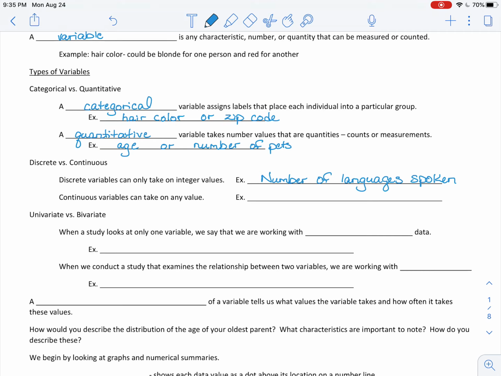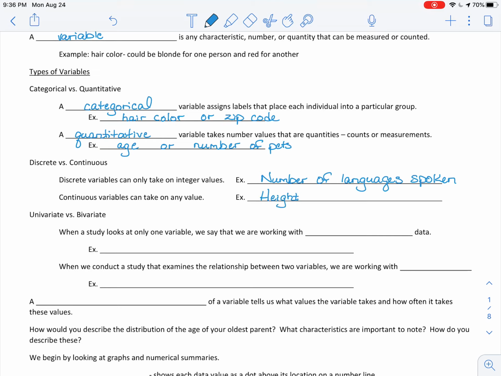And I say integers because technically we could have negatives, even though it's weird to think of something like that. But statistically, it could be that. So we throw in the term integer values for that. A continuous variable can be any value. So my example for that is height.